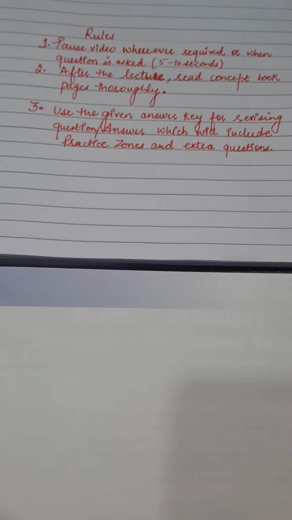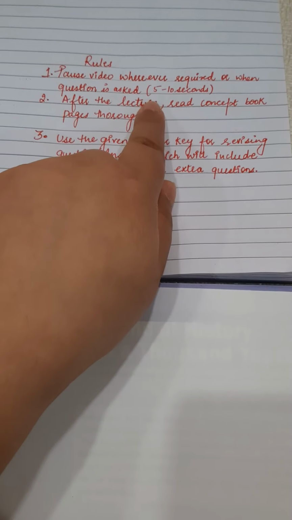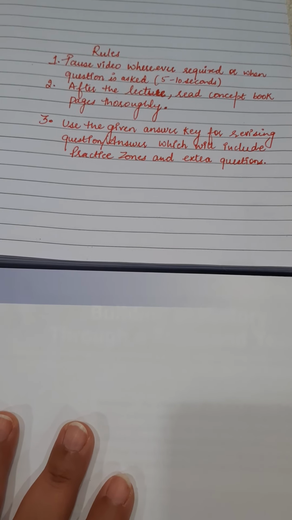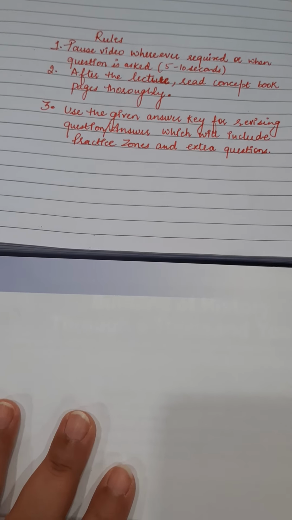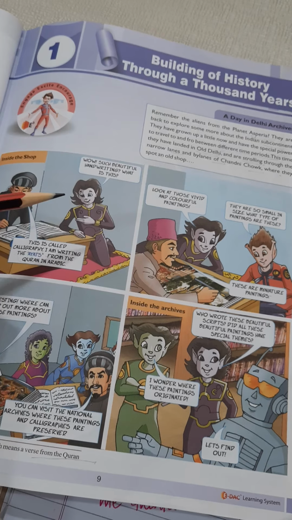Before we start learning, let's have some rules. As we have rules in the classroom, here we have some video rules. I want you to pause the video wherever required when a question is asked. That's the special thing. Pause for 5 to 10 seconds. After the lecture, read the concept book pages thoroughly. And you need to use the answer key for revising question answers, which will include your practice zones and extra questions.